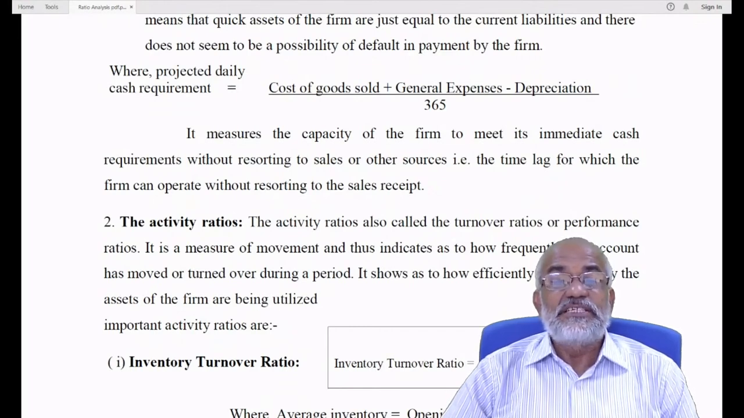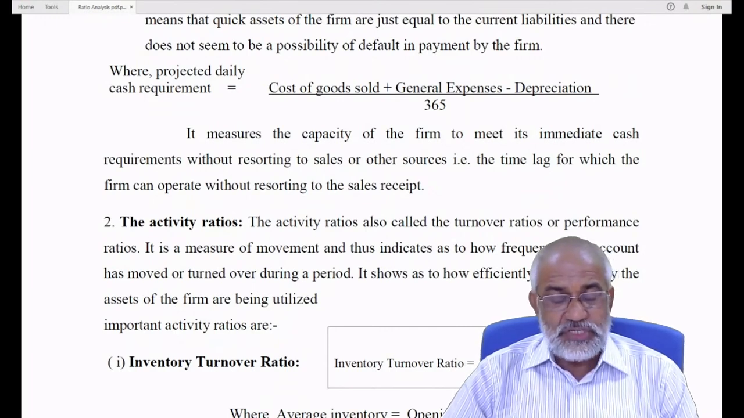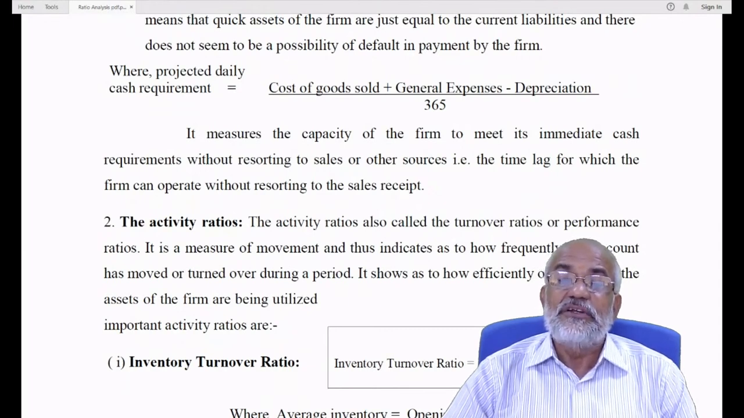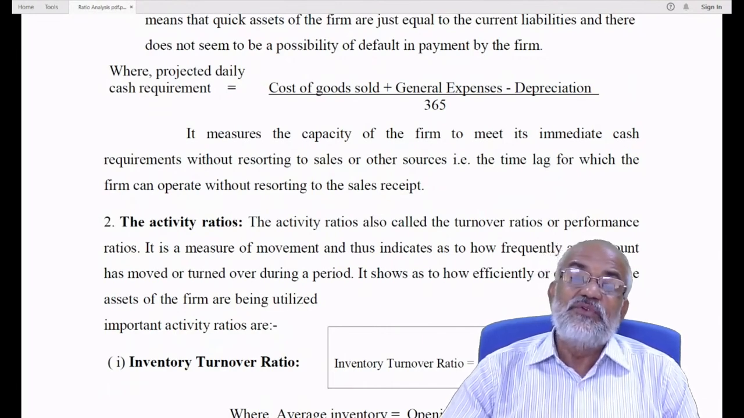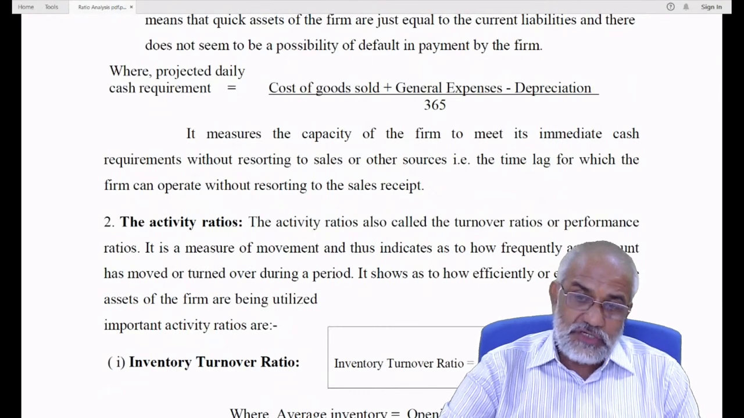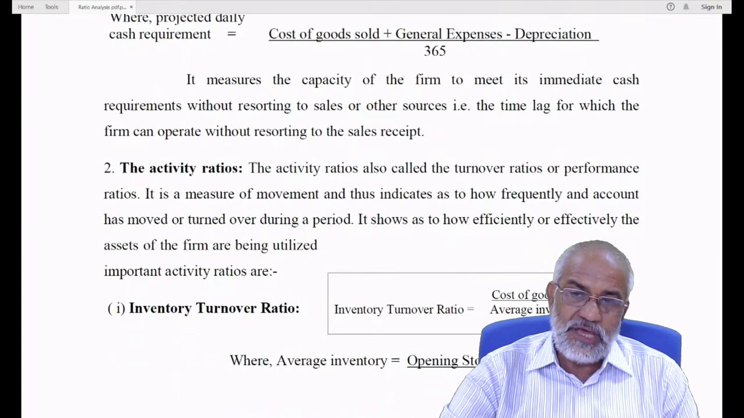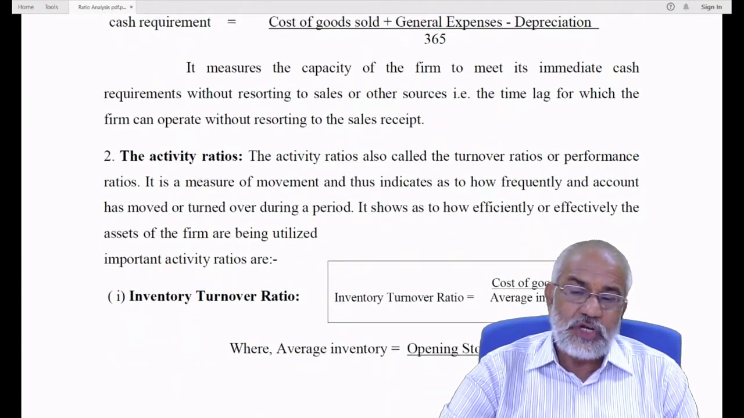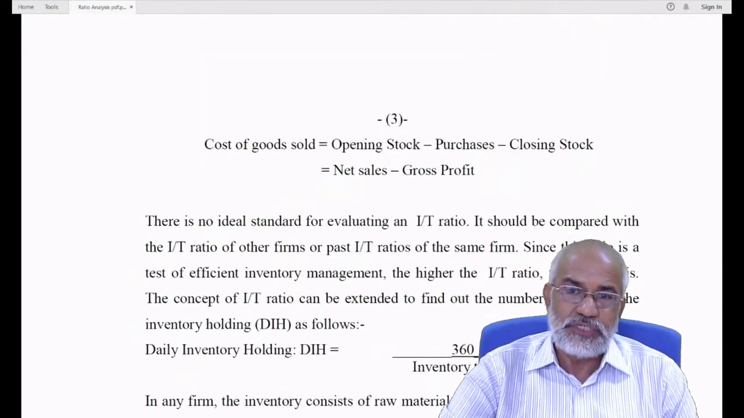The important activity ratios are, the first one is inventory turnover ratio. Inventory turnover ratio is otherwise called the stock turnover ratio. Inventory turnover ratio is equal to cost of goods sold divided by average inventory, where the average inventory would be calculated by opening inventory plus closing inventory, the whole divided by 2, and the cost of goods sold would be the opening stock plus purchases plus direct expenses minus closing stock.